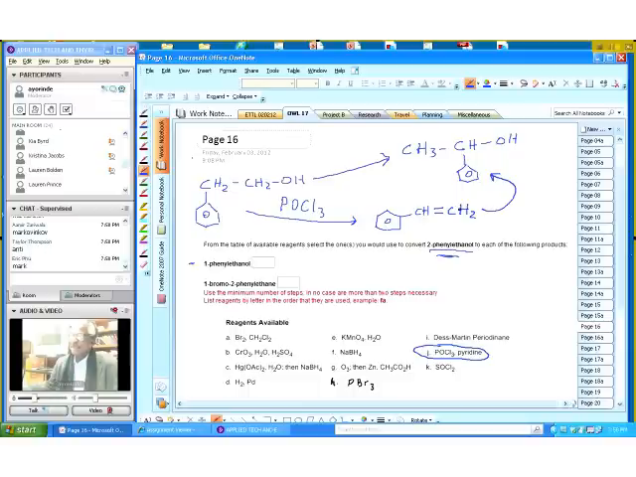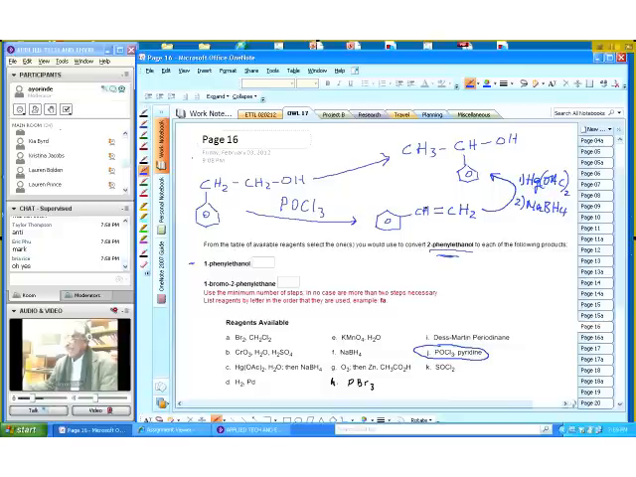Keep in mind, for Markovnikov addition, the hydrogen goes to the carbon that has the most hydrogens. In this case, this carbon has more hydrogens than this carbon here, so the hydrogen goes here. A reagent that you need to do that is mercury acetate followed by sodium borohydride, if you remember what we did last semester.